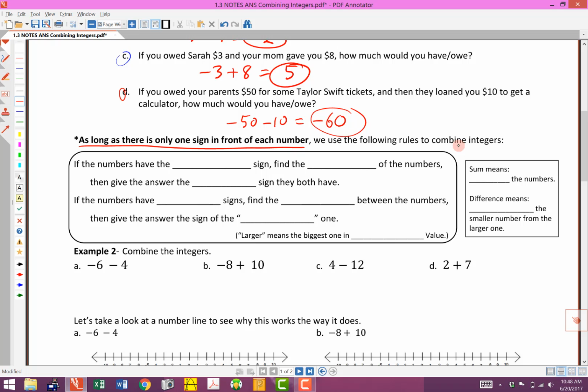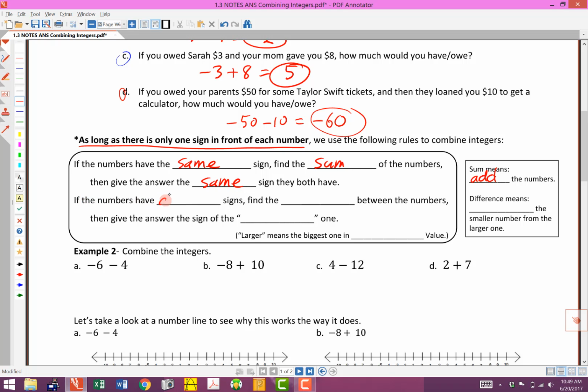And this is something that you're going to want to memorize. It's not going to be this long. We're going to kind of summarize this toward the end. If the numbers have the same sign, so we're going to write the word same here, then what we do is we find the sum of the numbers. And sum means that we're going to add the numbers. And then we give them the same sign that they both have. So if we're dealing with integers that have the same sign, then we find the sum of the numbers and we give the answer the same sign that they both have.